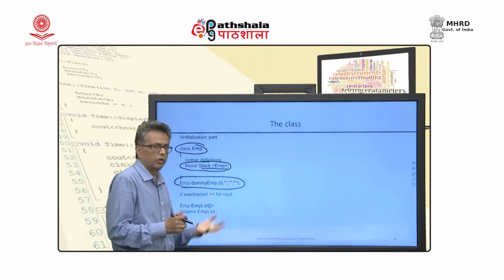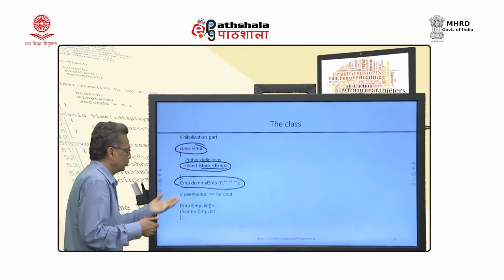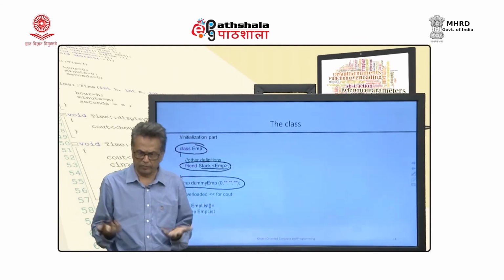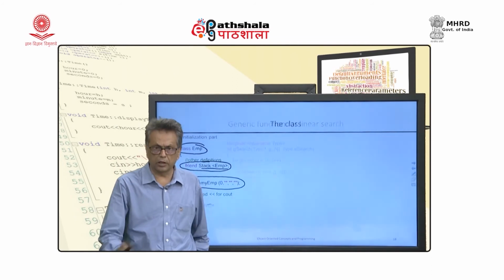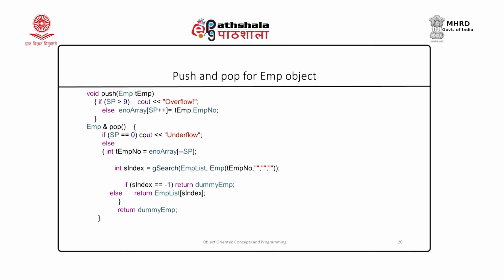That is the precise reason for defining this dummy employee. And we have an overloaded operator for using with cout, and we have an employee list which we have already used in the earlier case. Now, this function, we have already seen this function, so I do not want to talk about that generic function. Now, we have push and pop operations, and we have seen them.